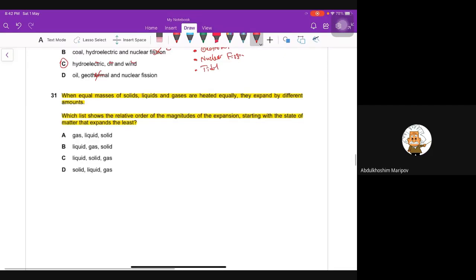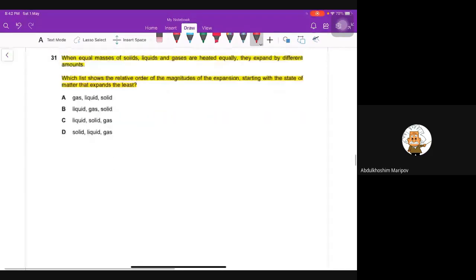When a solid, liquid, and gas of equal mass are heated equally, they expand by different amounts. Which list shows the relative order of magnitudes of the expansion, starting from the state of matter that expands the least? Gas will expand faster, so solid will expand slowest. It starts from least, solid, then liquid, then gas. So solid, liquid, gas, it's D.